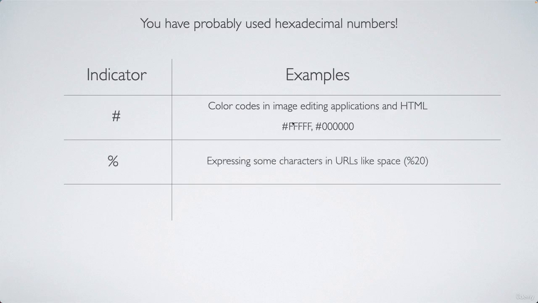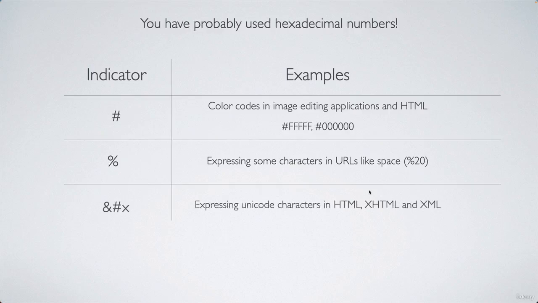Or maybe in URLs, if we have searched something for a character that is not in English, such as maybe Chinese or Japanese, those characters are getting converted into a hexadecimal code point. And we use different indicators for these ones. For example, for these color codes, we use a sharp sign, and in URLs, we use a percentage sign to do that.